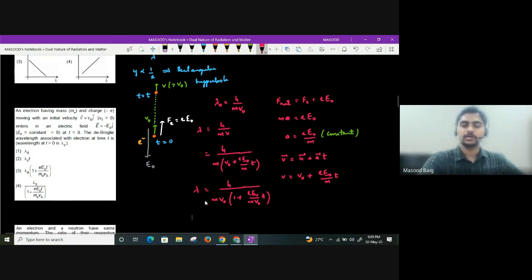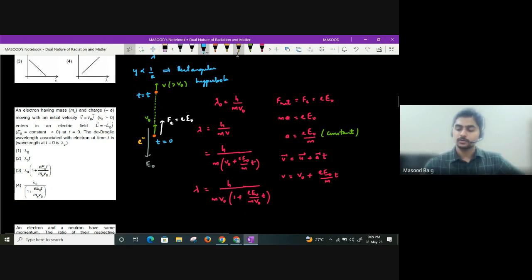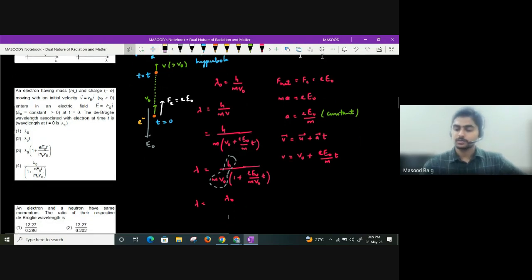Right? And what did we get already? This value? We already got h by mv naught as our lambda naught, guys. So what will we write lambda value as? It will be lambda naught divided by 1 plus E naught divided by mv naught into t.